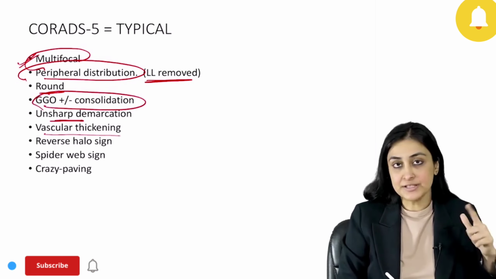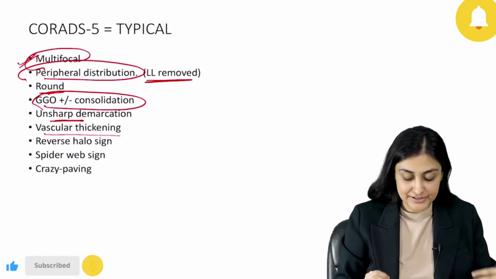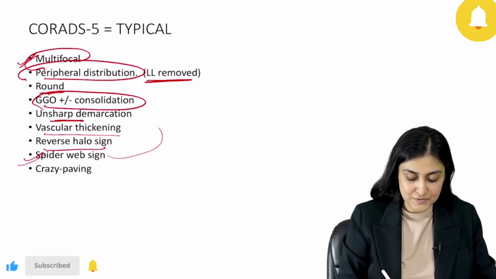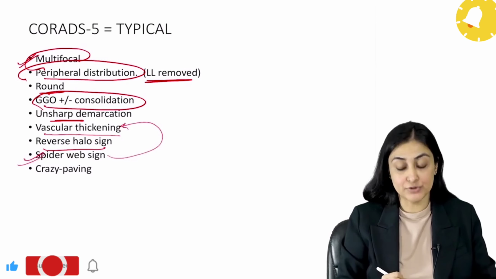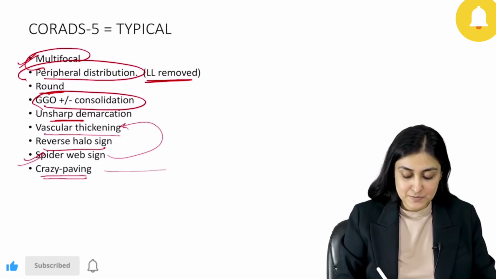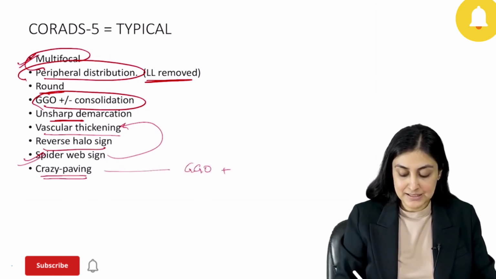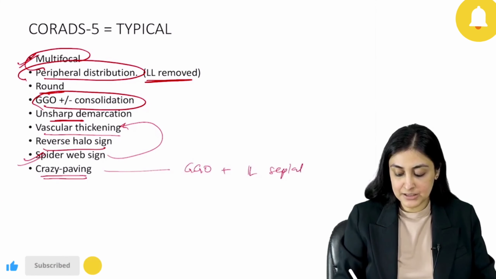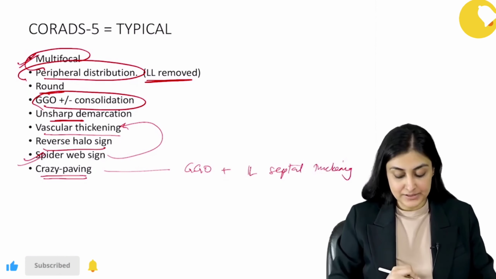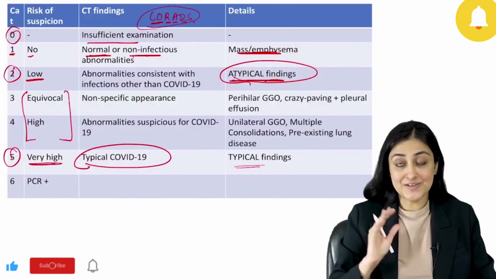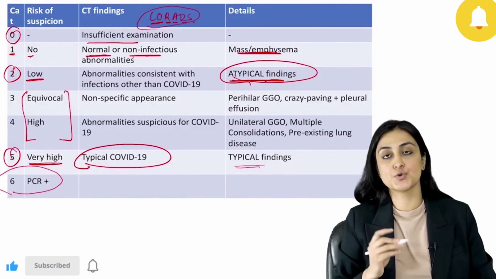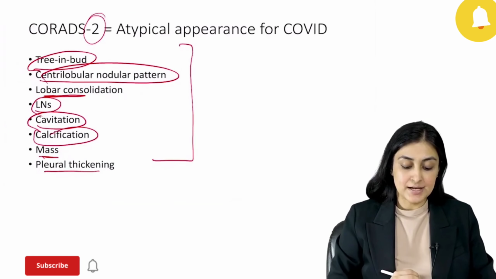Associated, they can have vascular thickening like we saw. They can have vascular dilatation. They can have a reverse halo sign. There could be a spider web sign. So this microvascular dilatation can be referred to as a spider web, or you could have crazy paving. So crazy paving is basically when you have ground glass opacity plus interlobular septal thickening. This is what is referred to as interlobular septal thickening. Alright, so these are typical features where you give a score of 5, and when the patient is already RT-PCR positive, you give a score of 6. So this is the CORADS grading.